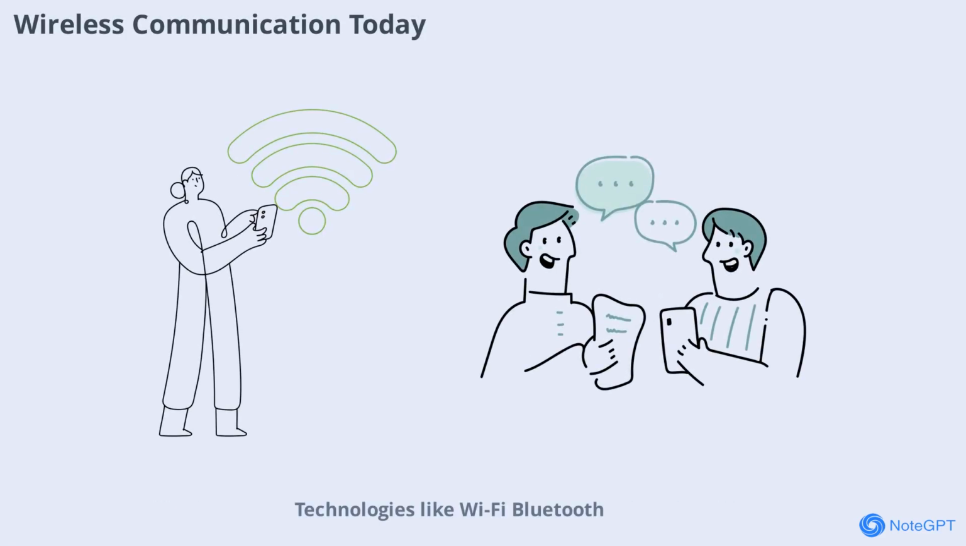Wireless communication is now an essential part of modern life. Technologies like Wi-Fi, Bluetooth, and 5G rely on carefully defined standards to ensure fast, secure, and reliable connections. These standards allow devices to communicate without physical wires, enabling everything from smart homes to wearable technology.